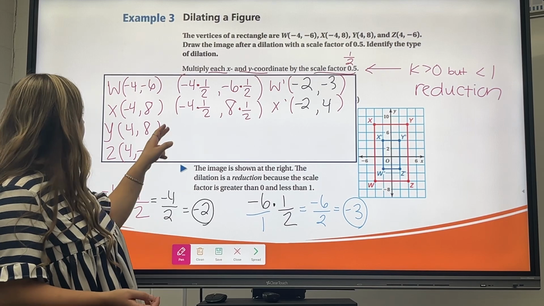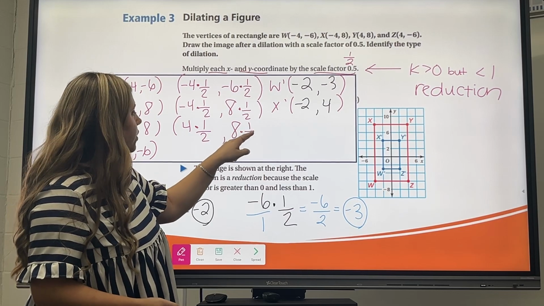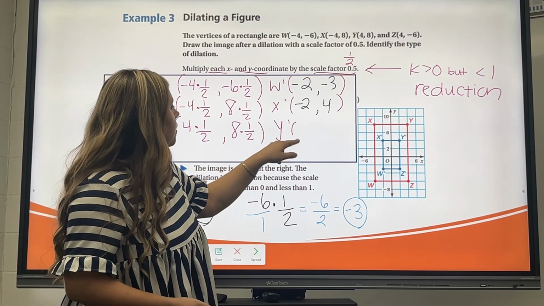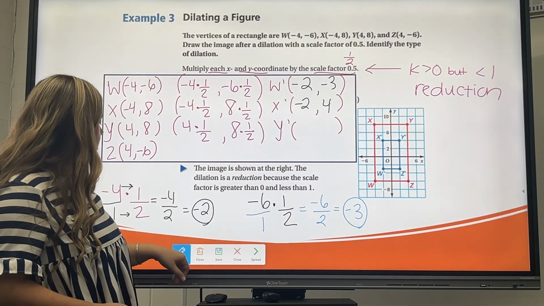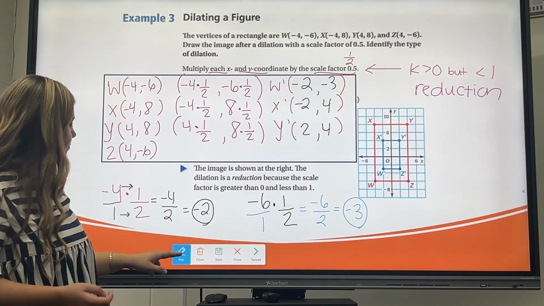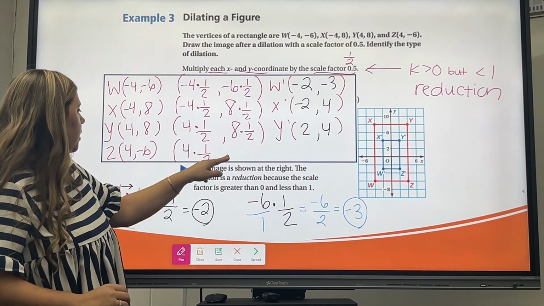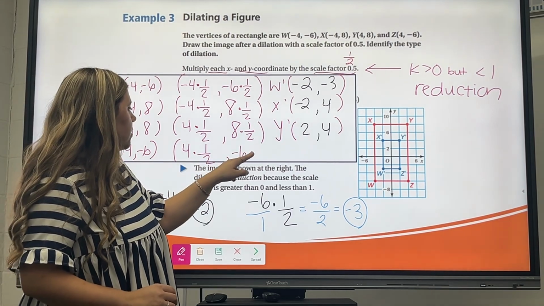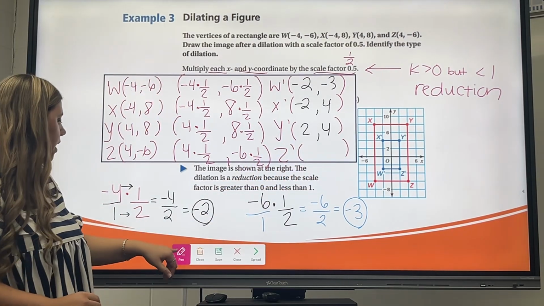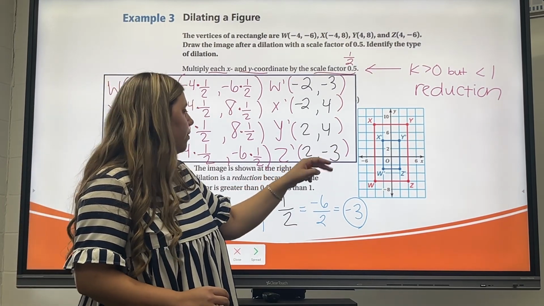So the next one, we've got 4 times 1/2 and 8 times 1/2. I do want to see you writing out this math. You will have to do it on the quiz or test. y prime is now half of 4, which is 2, and half of 8, which is 4. And then z, we're going to do 4 times 1/2 again, and -6 times 1/2, and then we'll get our z prime. So half of 4 is 2, and half of -6 is -3.